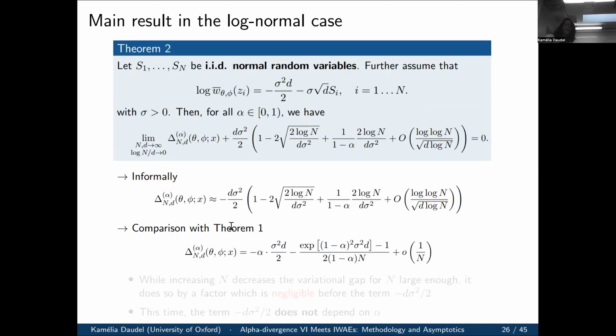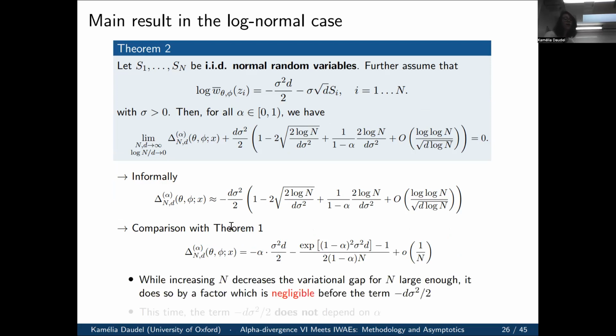And if you compare with what we had in Theorem 1, what you observe is that while increasing n will play a role in this bound, in fact, it's going to do so by a factor which is negligible. So what we had before, like, wow, n's going to help us so much in reducing this variational gap, is not so true if you work in the conditions of this Theorem 2.